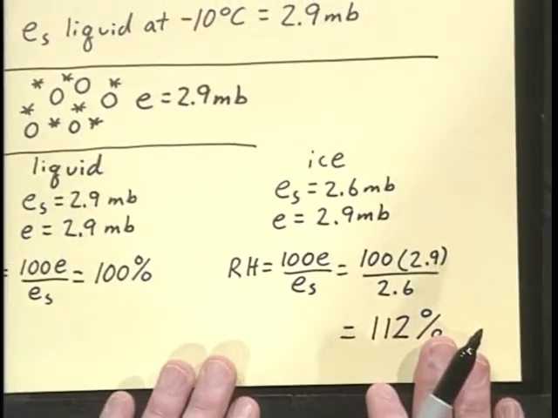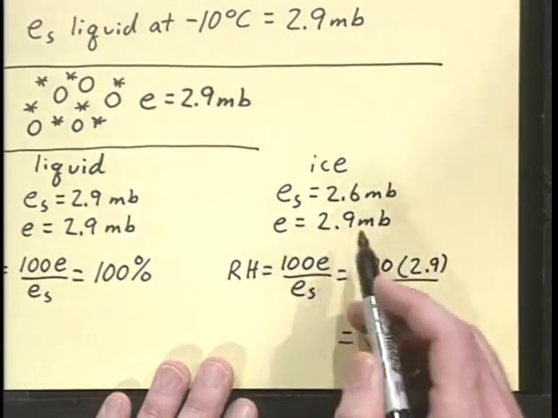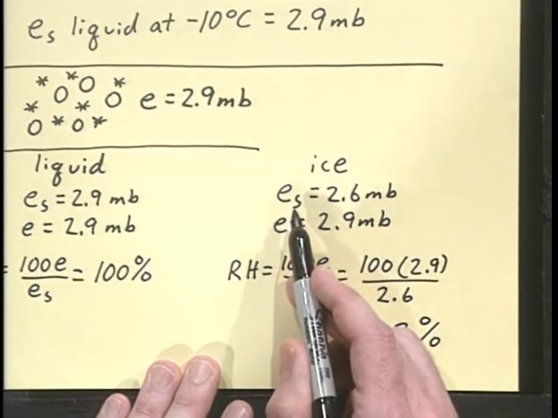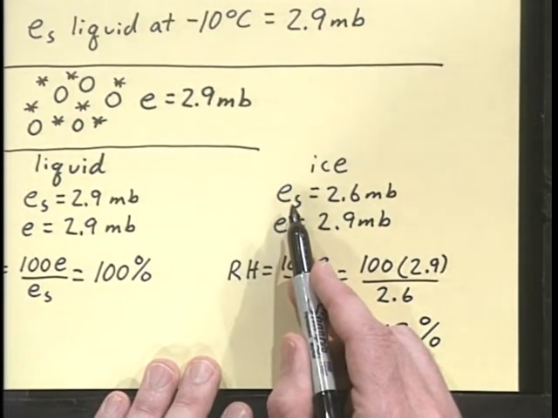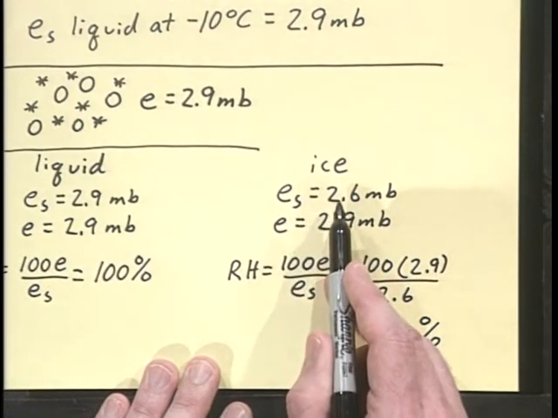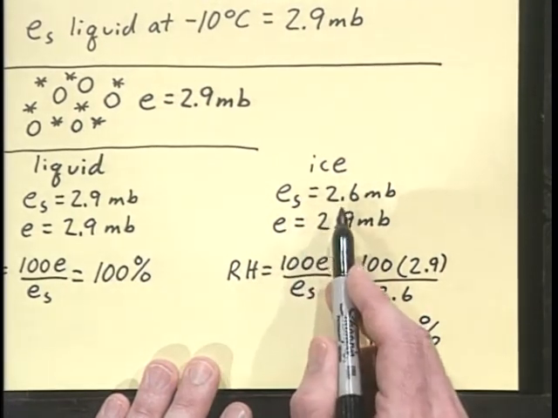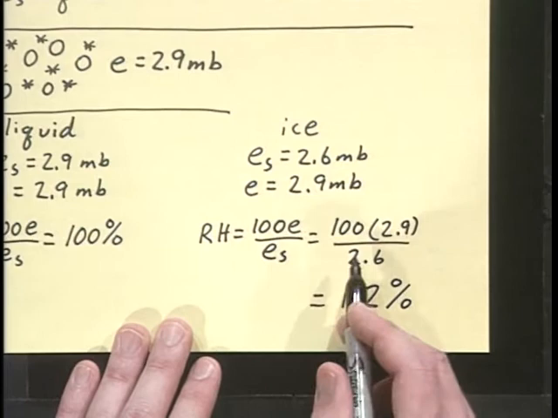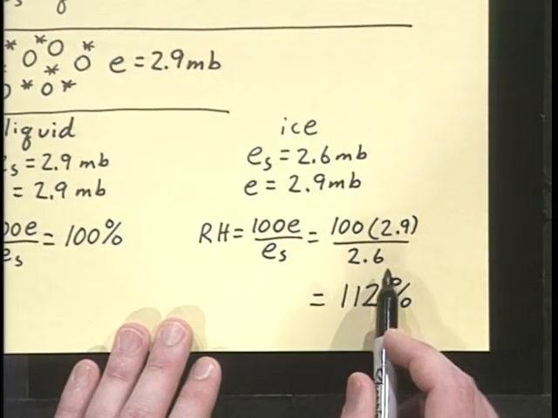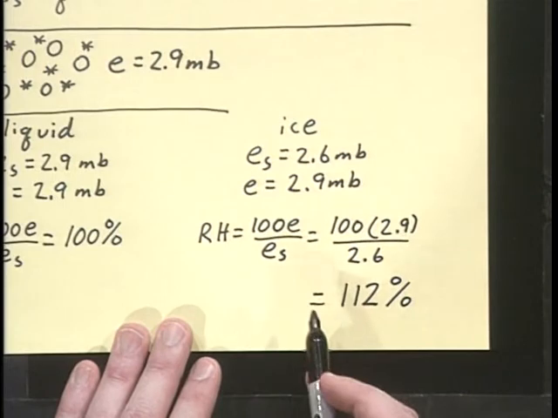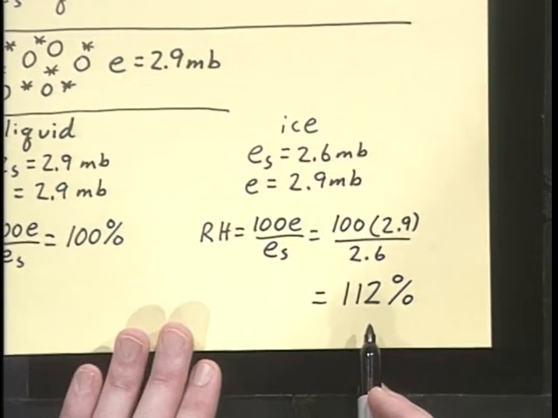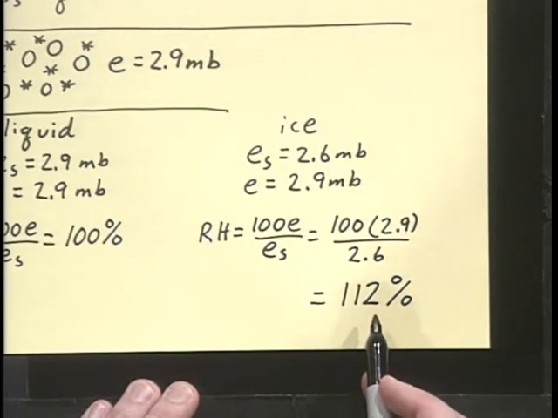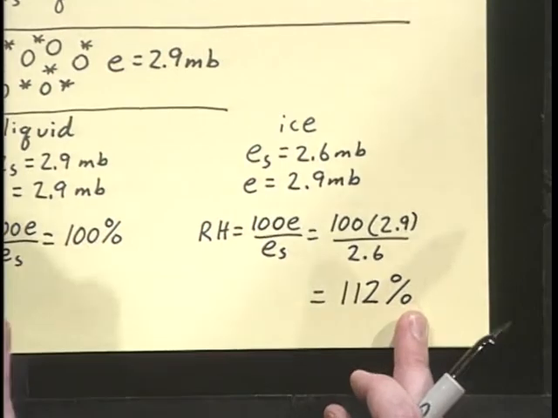But with the ice, we have a difference in the saturation vapor pressure. We end up with a different saturation vapor pressure because we used that different constant for L in the equation. So we ended up with only 2.6 millibars for the saturation vapor pressure. So when we find the relative humidity with respect to ice, it's 2.9 divided by 2.6 times 100, which gives a relative humidity of 112%. So with respect to ice, it's supersaturated, so the ice grows at the expense of the liquid.